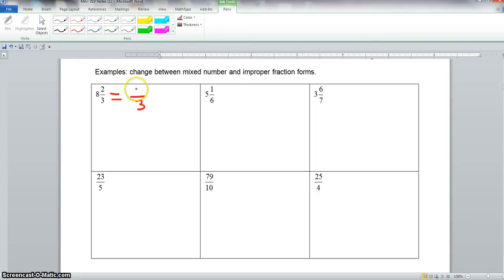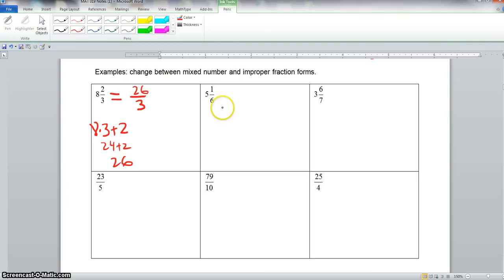Now we have to find our numerator. So we'll do 8 times 3 plus 2. 8 times 3 is 24, plus 2 is 26. So we will have 26 over 3.